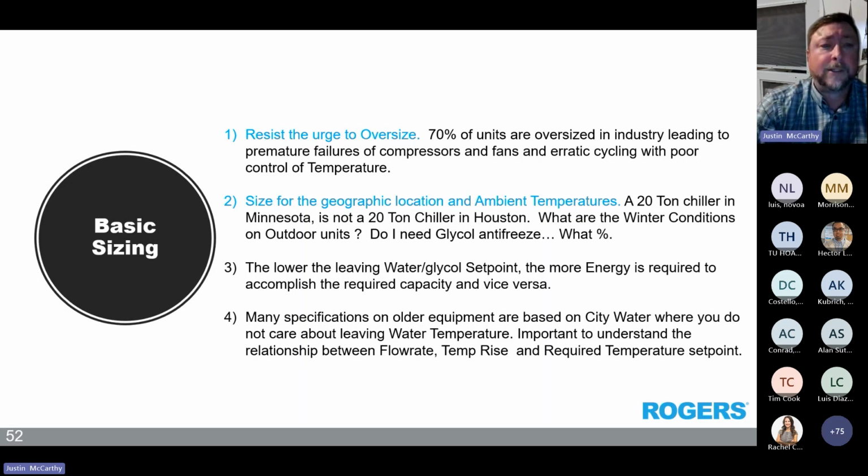What are the winter conditions on outdoor units? Do I need glycol antifreeze? What percentage? The lower the leaving water glycol set point, the more energy is required to accomplish the required capacity, and vice versa. Many specifications on older equipment are based on city water, where you do not care about leaving water temperature. It's important to understand the relationship between flow rate, temperature rise, and required temperature set point.